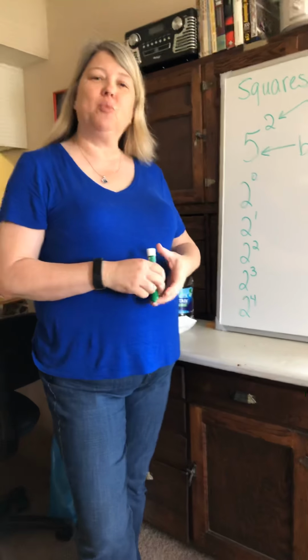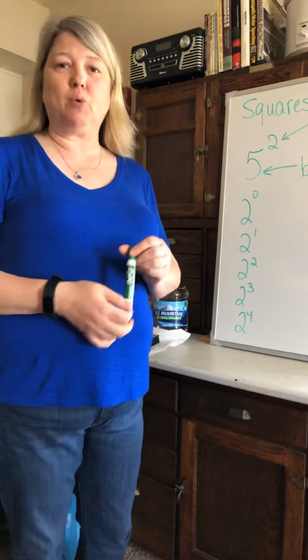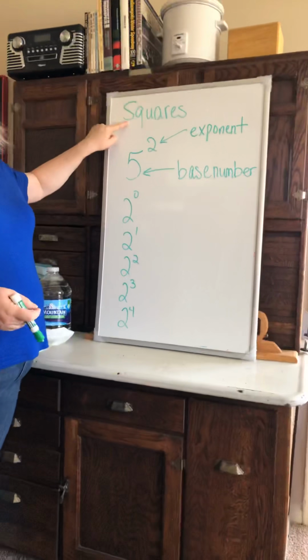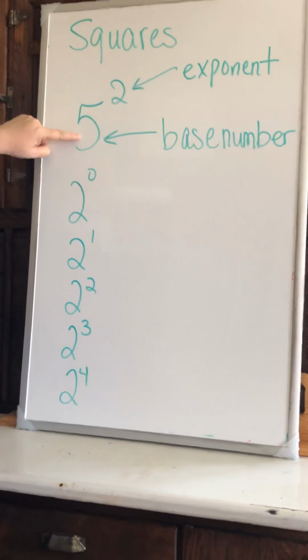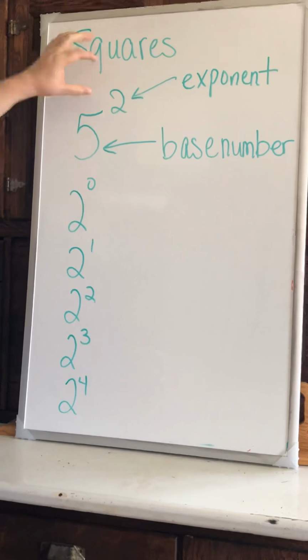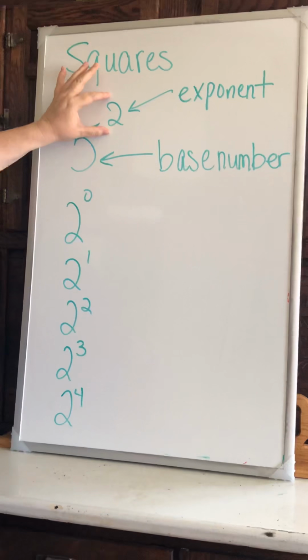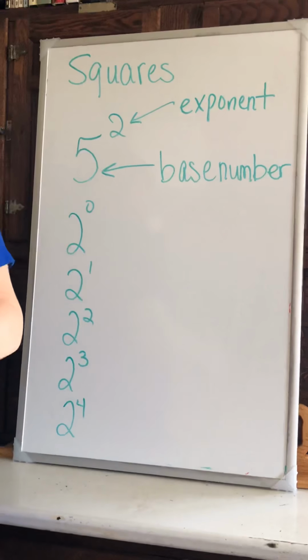Okay, so today is Wednesday, April 8th, and I'm going to be covering squares and square roots in this video. So, what a square is, is that you have what's called a base number. It's this big number right here, so that's called the base number. This little number up in the upper right-hand corner is called your exponent. So when you have a square of something, it is a number times itself.